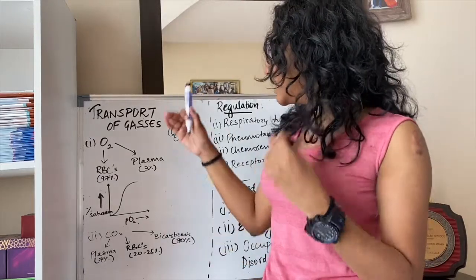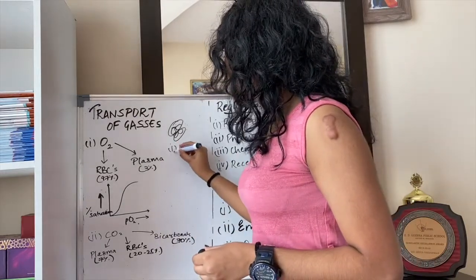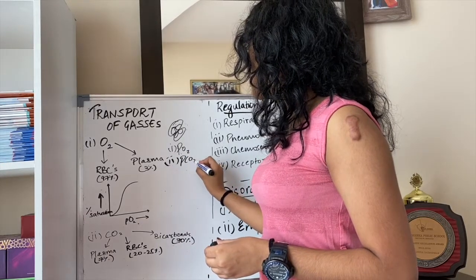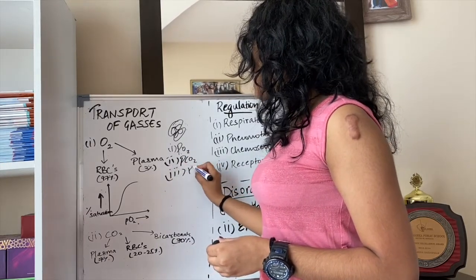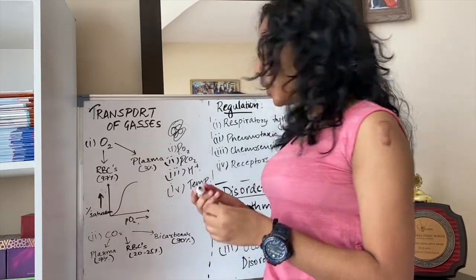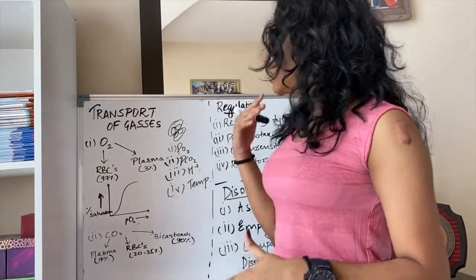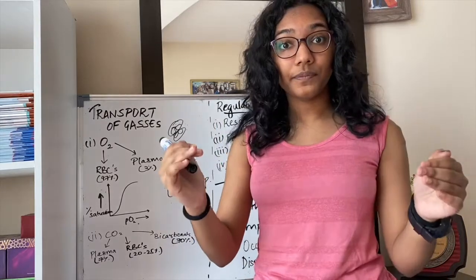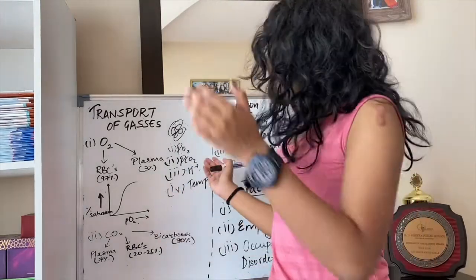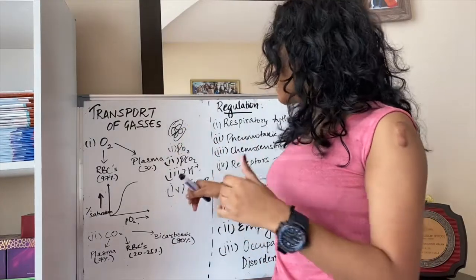So how does this binding and unbinding happen, and what are the factors that affect it? The 4 main factors are partial pressure of oxygen, partial pressure of carbon dioxide, hydrogen ion concentration or the pH, and the temperature. Let's take an example of the alveoli. In the alveoli, the partial pressure of oxygen is very high, as we read, about 95, and PCO2 is low, which is 40, and H plus ion concentration is also low. That means pH is high, it's more alkaline, and temperature is low.